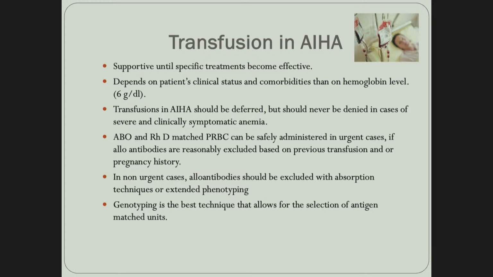In non-urgent cases, alloantibodies should be excluded with absorption techniques or extended phenotyping. Right now, genotyping is the best technique that allows for the selection of antigen matched units, which is not available in India as of now. So we have to depend upon best matched units or extended typing.